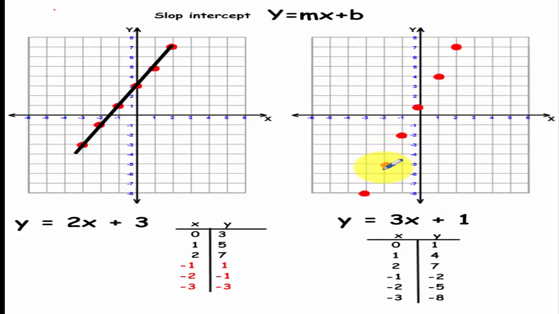Now, last one is negative 3. 3 times negative 3 is negative 9, plus a positive 1 is negative 8. So here's x is negative 3, and we go down to negative 8. And again, the same basic idea. I'm going to draw my line, which is pretty good. So that is your slope-intercept form.